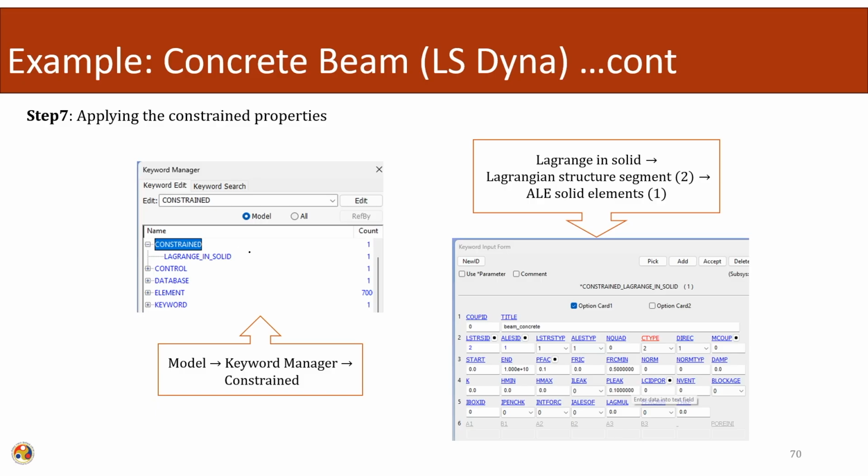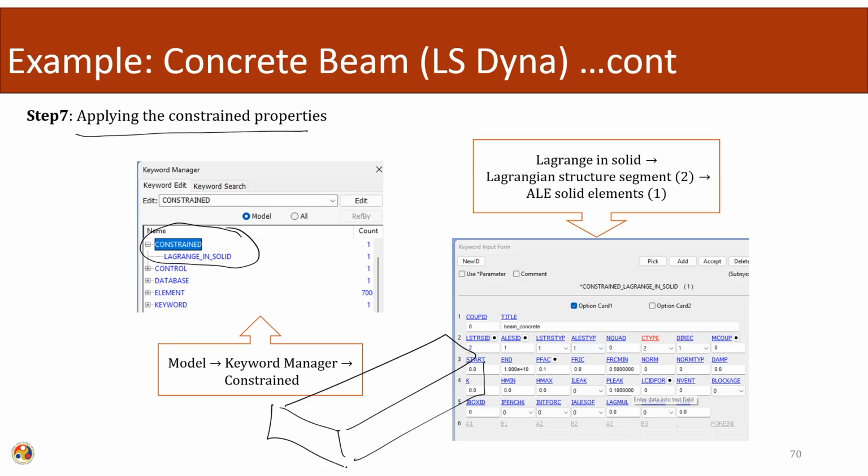So we are putting the constraint property. We are telling that it will behave as a constrained Lagrangian in solid. Basically it means that however the concrete is going to bend or deform, the rebar will mimic that behavior. It simply means that the nodes of both the bar and the concrete are constrained. This is a very beautiful step that is used in LS-DYNA.